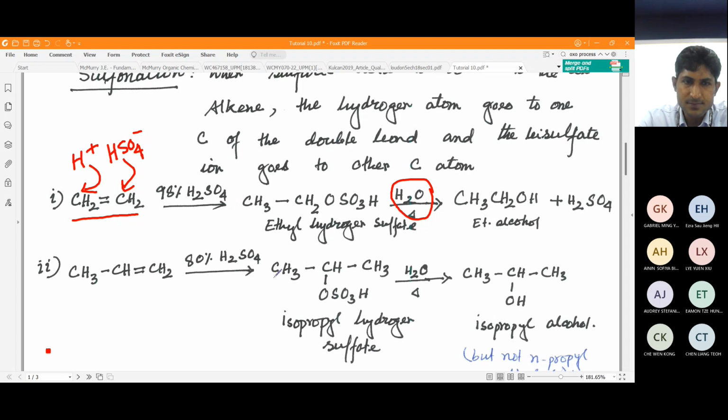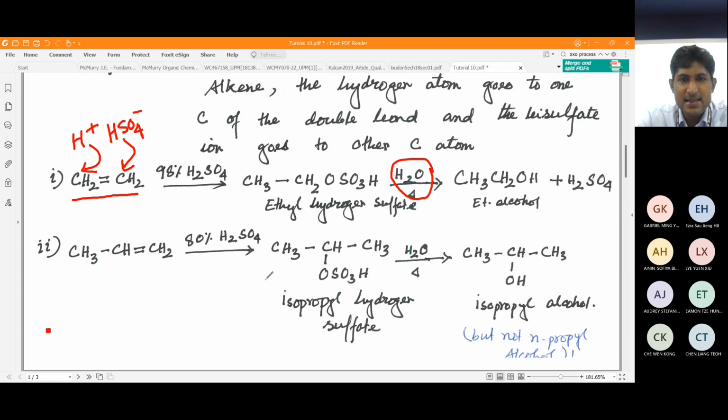the Markovnikov rule as well. So in this case, let's say this carbon is number 1, carbon number 2, and this is carbon number 3. Carbon number 2 has less hydrogen, right? So the bisulfate ion is going to attach to this carbon, and the hydrogen is going to attach to this carbon. Later, when you add steam, you get isopropyl alcohol.